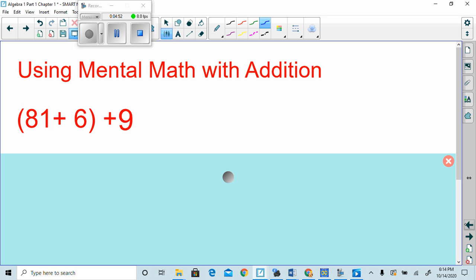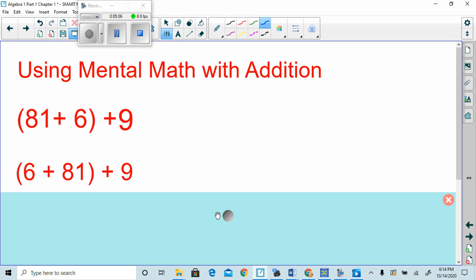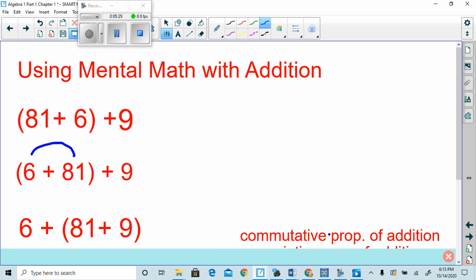Let's take a look at this problem. This has a parentheses, 81 plus 6, and then add 9. Well, what if I did the following. And can you tell me what property I just demonstrated? What changed here was positions. I switched the 81 and the 6. And then I'm still going to add 9. But that was the commutative property, all right? So in this first one, I used the commutative property.